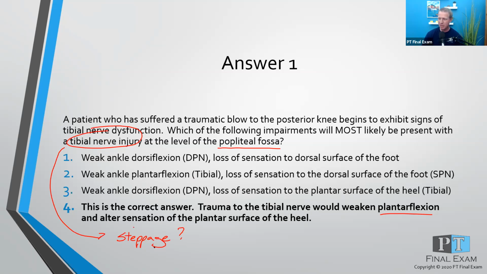So the steppage gait pattern is related to dorsiflexors. So weak dorsiflexors, which, follow-up question, what nerve innervates tibialis anterior and is heavily involved in dorsiflexion? Dorsiflexors are innervated by the deep peroneal, right? So you would only have a steppage gait pattern with a deep peroneal nerve injury or a dorsiflexion weakness. That's clear, right? So that deep peroneal nerve would result in weak ankle dorsiflexion and would result in the steppage gait pattern.